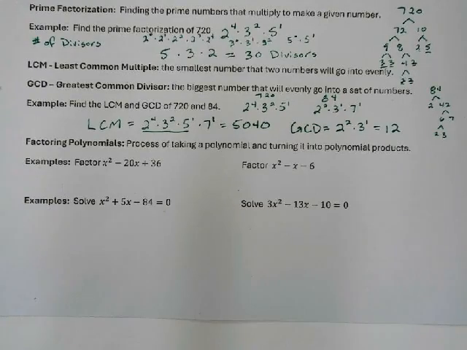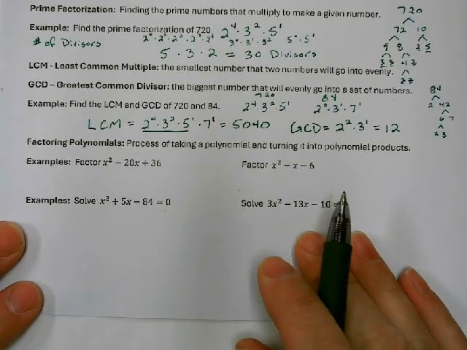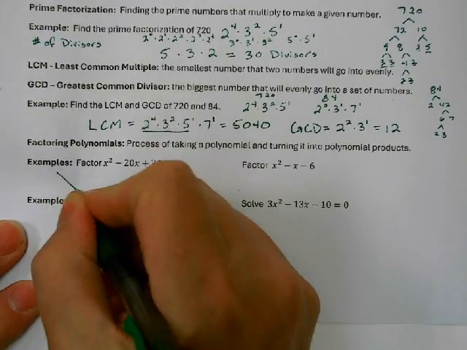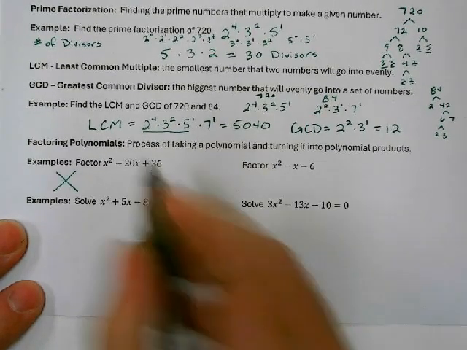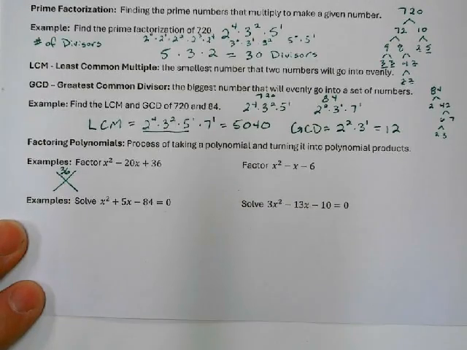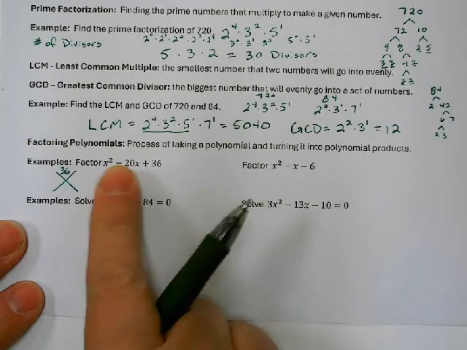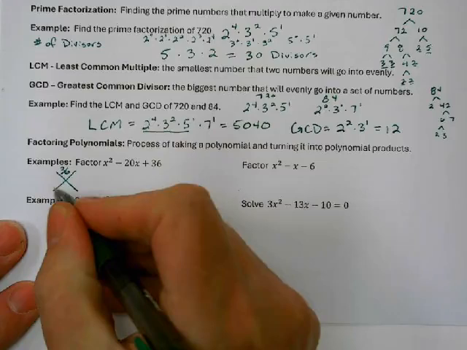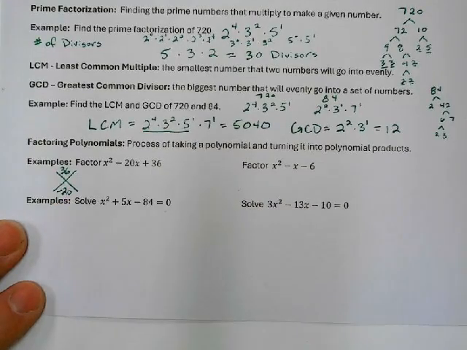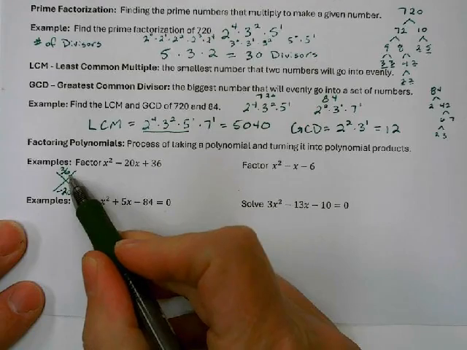Now, if you multiply binomials together, that's like two polynomials that have 2 terms, what you'll notice is there's a pattern. You'll get two numbers that multiply to give you this last number, and then those same two numbers add to give you this middle number. So we're looking for what multiplies to give me 36 and what adds to give me negative 20.